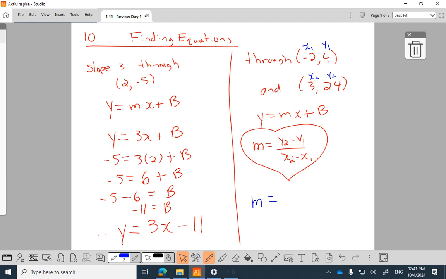Y2 is 24. Y1 is 4. X2 is 3. Subtract negative 2. Ooh, the negatives. The negatives might drive you nuts, eh? Use your calculator when the negatives drive you nuts, if you have to. What's 24 minus 4? 20. 3 minus negative 2? 5. Slope is 4.